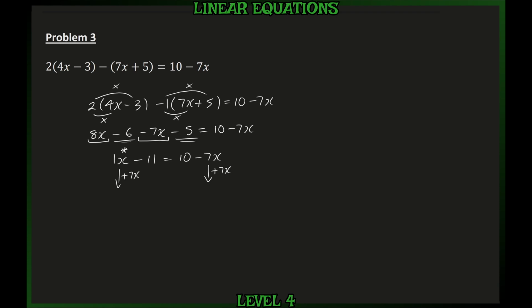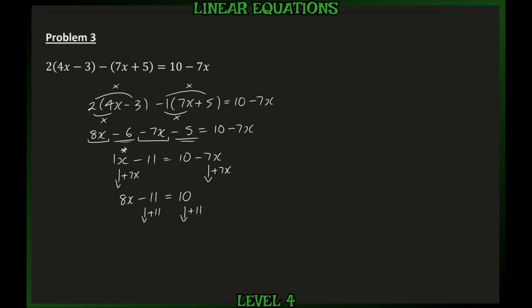So on the left, 1x plus 7x is 8x. We still have a minus 11 there. And on the right, the minus 7x and the plus 7x cancel out to just leave us with 10. We now need to remove the minus 11 from the left. And we can do this by adding 11 to the left and also adding 11 to the right.